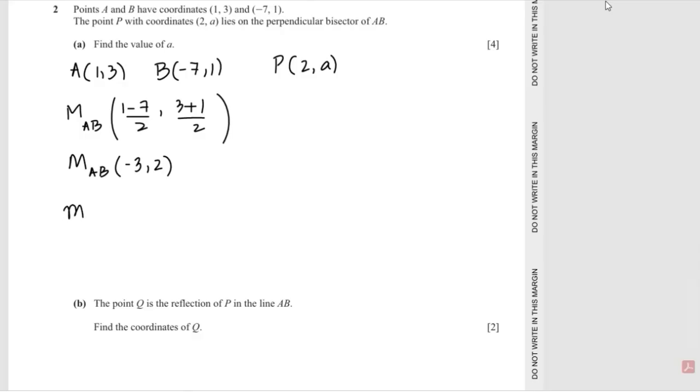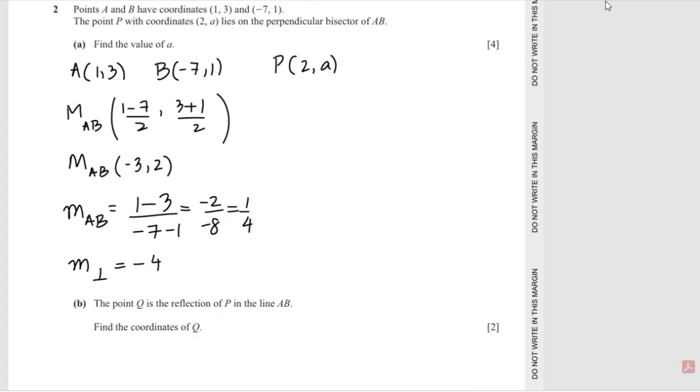Next I need to get the gradient of AB. Change in the y's divided by the change in the x, rise over run. This is -2 divided by -8, which is 1/4. For perpendicular lines, you need to find the negative reciprocal of 1/4, which is -4. Or you can say that the product of these two gradients is -1. So this is coordinate geometry.